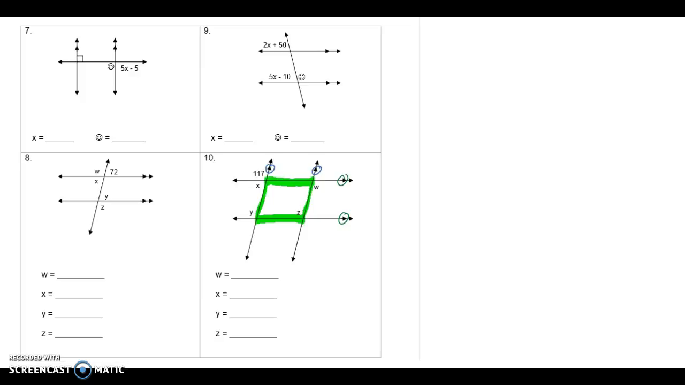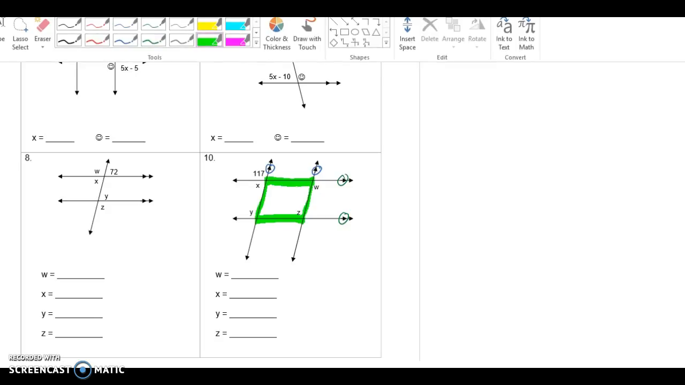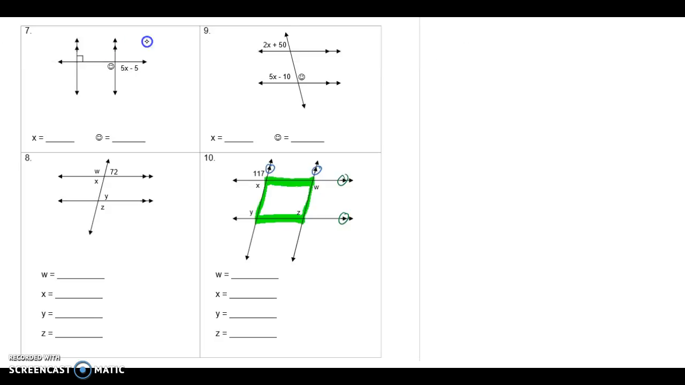So first thing I'm going to do is find out what x is, because that's probably the easiest one. So actually, you know what? Y is probably easiest. These angles right here are corresponding, so they must be congruent. Similarly, Z is also corresponding with angle Y. And W is alternate interior with angle Z. So then all I really need to do then is find out what x is, and there's a lot of easy ways to do this.